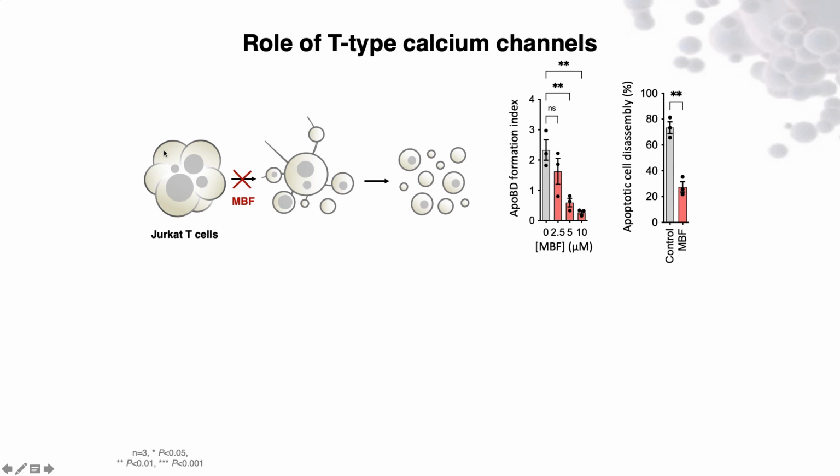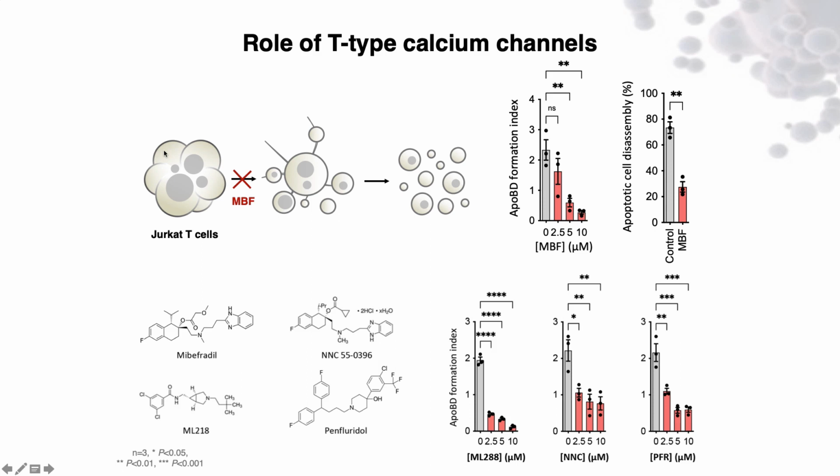Because mibefradil is known to be a T-type calcium channel inhibitor, we looked at other T-type calcium channel inhibitors, and they all inhibited the formation of apoptotic bodies. Whereas when we used inhibitors of N-type, L-type or store-operated calcium channels, that didn't do anything in this scenario. So we think that the T-type calcium channel is another new regulator of how apoptotic bodies are formed.